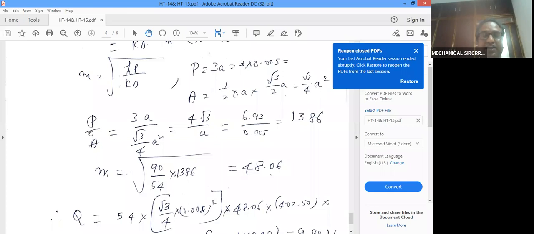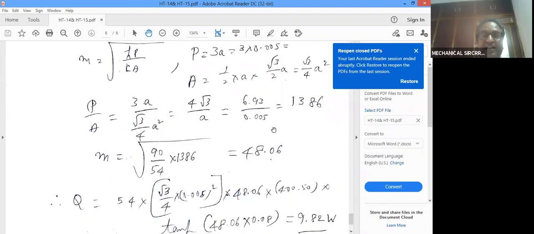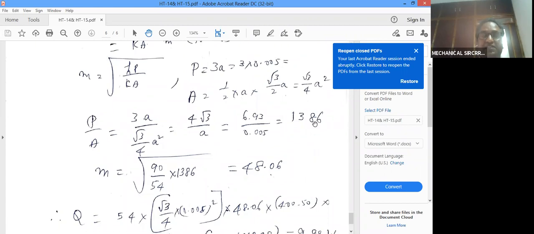By substituting here, you can substitute P by A value. So P by A value is perimeter 3A divided by area square root of 3 by 4 A square. That's equal to 4 into square root of 3 divided by A, that is 4 into square root 3, 6.93, divided by the A side value 0.005. Then you'll be getting the P by A value 1386.